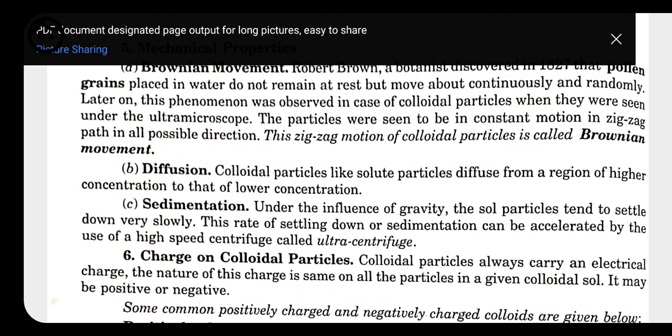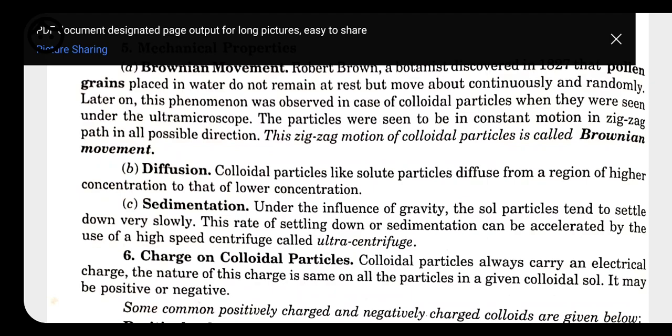So sometimes it may happen that they simply float or move from one place to another. They do not settle down at the bottom, they simply move or scatter into the solution. But this can be sedimented by the process of centrifugation or ultracentrifugation. So what do you mean by centrifugation?